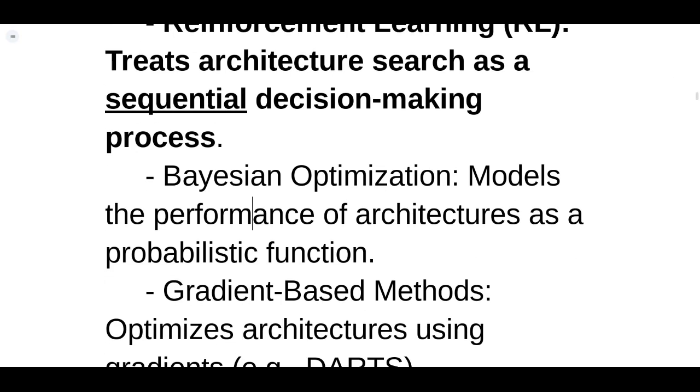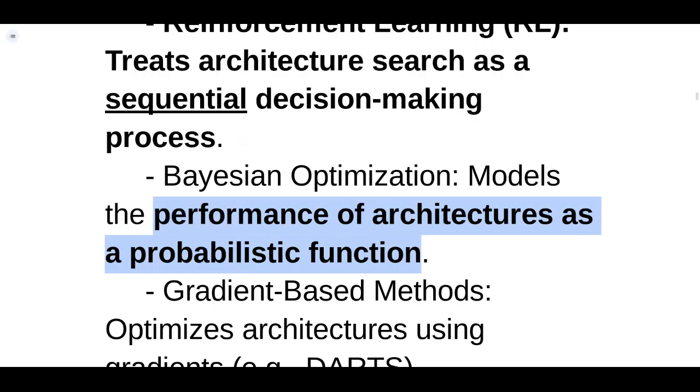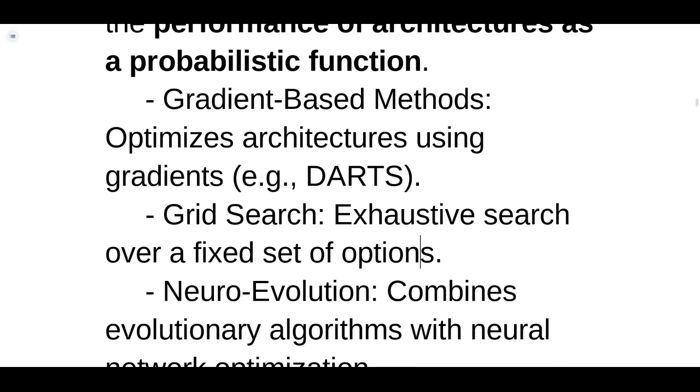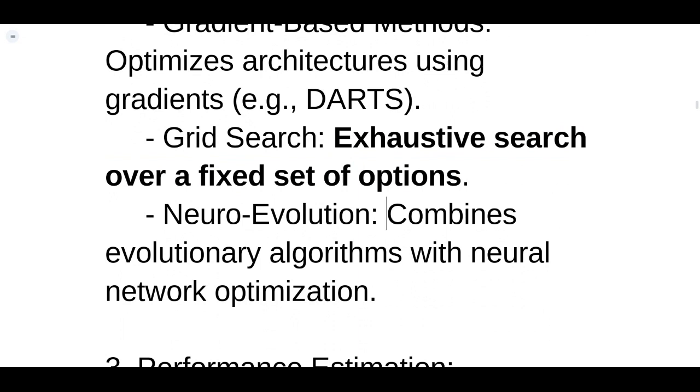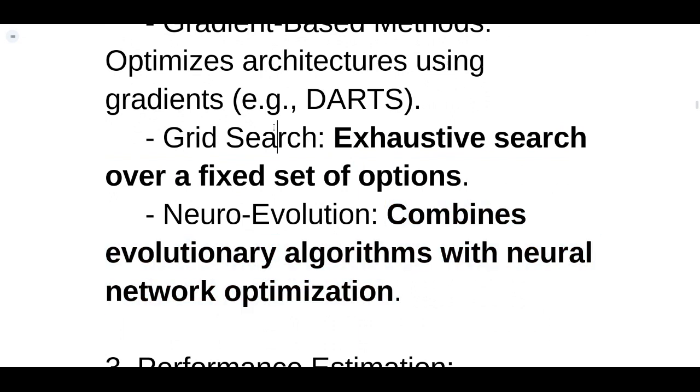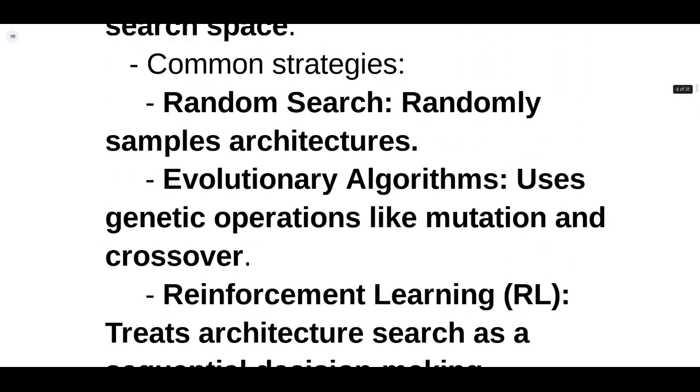Bayesian optimization models the performance of architectures as a probabilistic function. Then gradient based methods optimize architectures using gradients. Then grid search, an exhaustive search over a fixed set of options. Neuroevolution combines evolutionary algorithms with neural network optimizations.